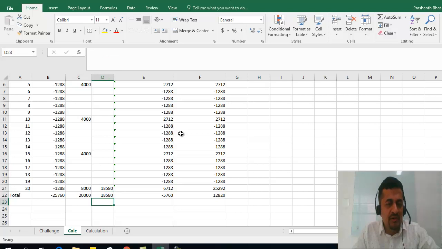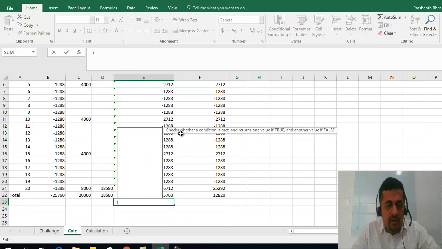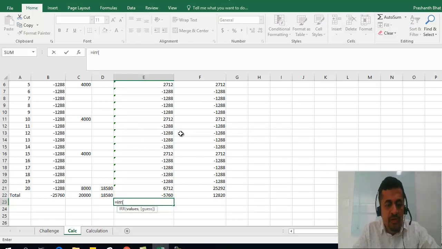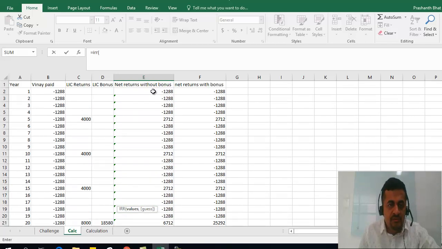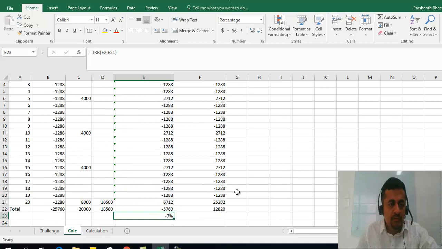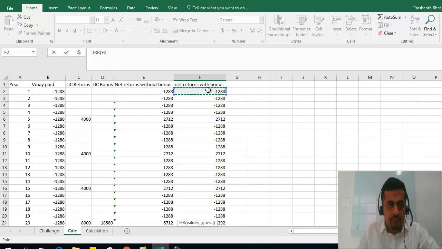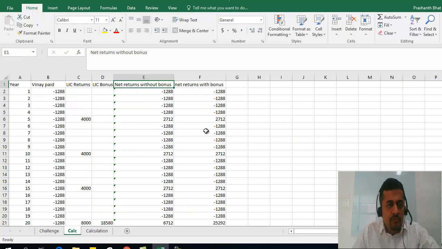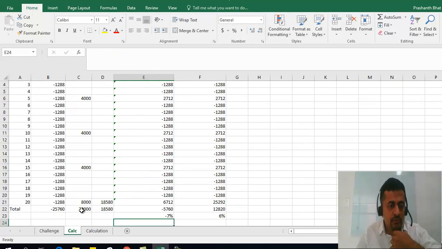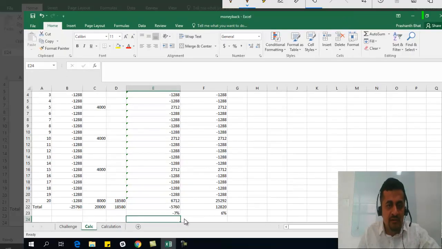Accrued bonus was 18,580. Now, there is a function in Excel called internal rate of return. If you give a series of cash flows, it will give you the rate of interest. So the amount that Vinay paid is more than the sum assured. So you would have guessed the return should be negative. So the rate of return here without bonus is -7%. With bonus, it is 6%.